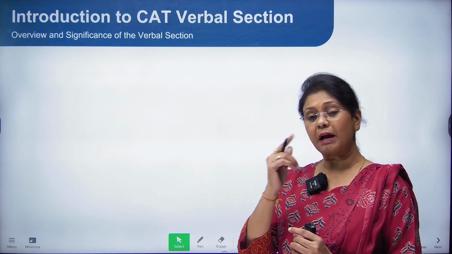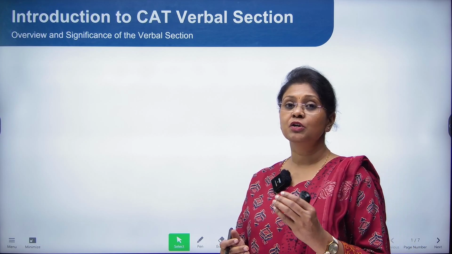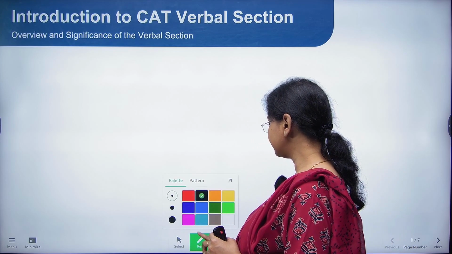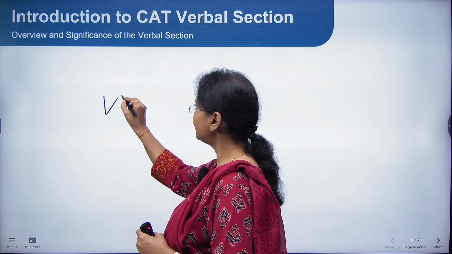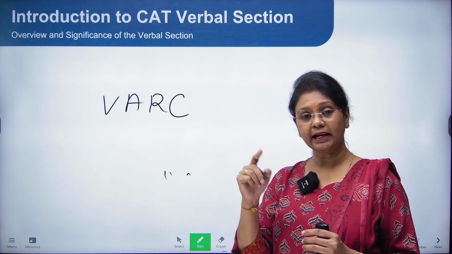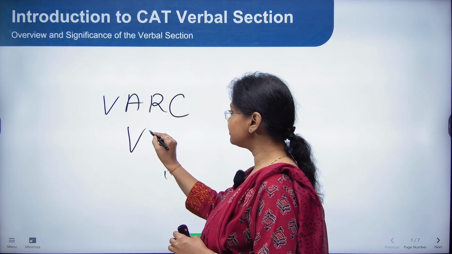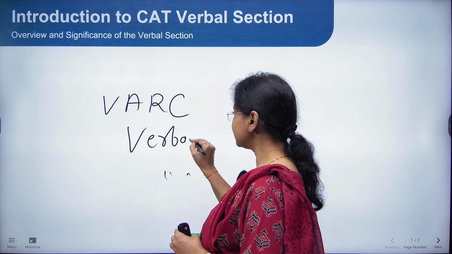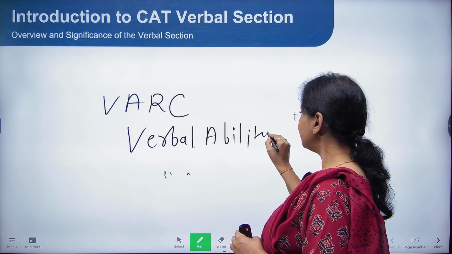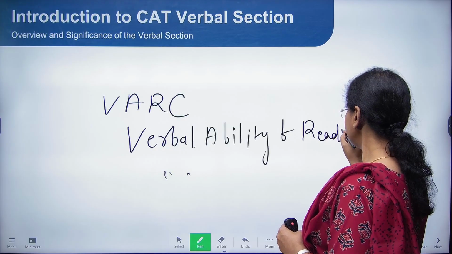As I'm sure you all know, there are three sections in the entire CAT paper. The first section is VARC, and this is the section name for the entire English section that is given in CAT. Here you have something called verbal ability, this is one part, and you have reading comprehension.